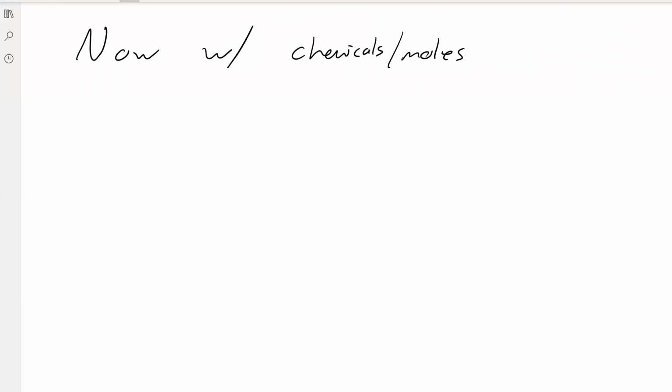Right, so we're going to do what we just did, except now with chemicals slash moles, right? So what we start off with is a chemical formula. Sometimes it's given to you, sometimes it's not. But either way, you need to start off with a chemical formula. So in this case, we're going to have 3H2 plus an N2 to form 2 NH3s, right? So just like our sandwiches, this can be considered our recipe.